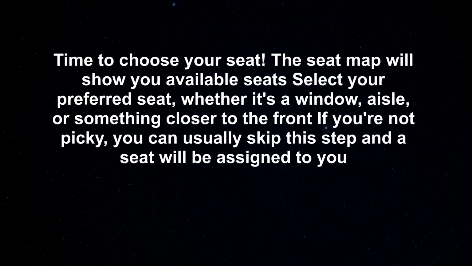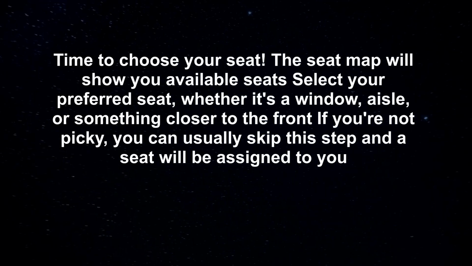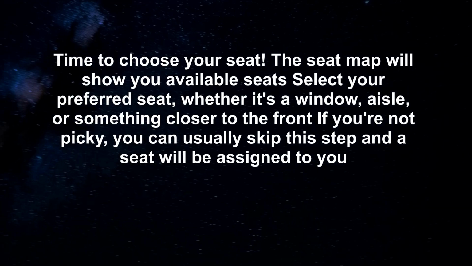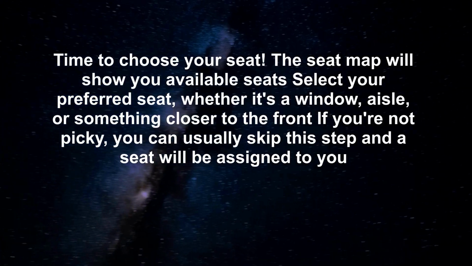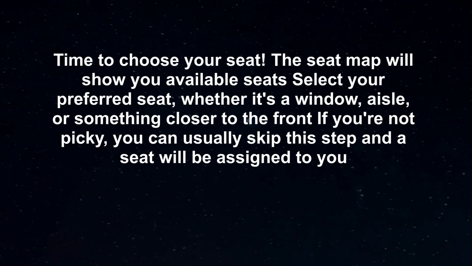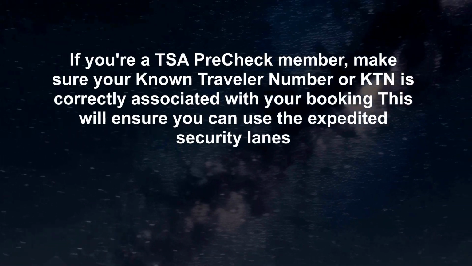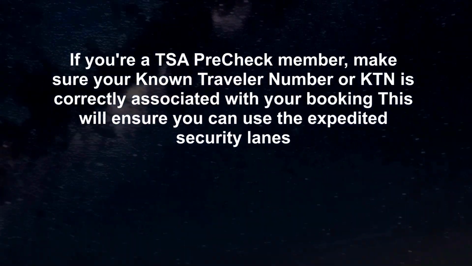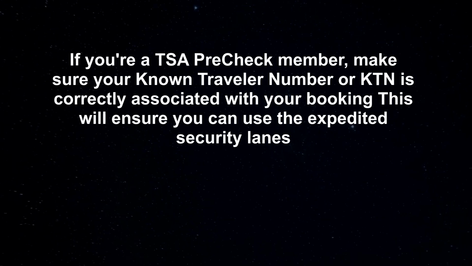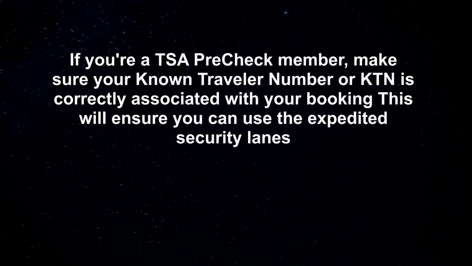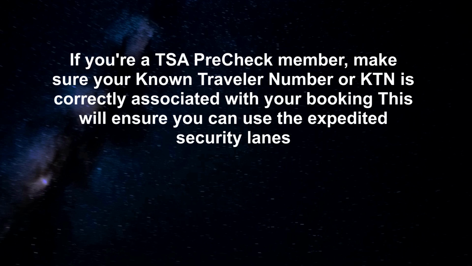The seat map will show you available seats. Select your preferred seat, whether it's a window, aisle, or something closer to the front. If you're not picky, you can usually skip this step and a seat will be assigned to you. If you're a TSA PreCheck member, make sure your known traveler number, or KTN, is correctly associated with your booking. This will ensure you can use the expedited security lanes.